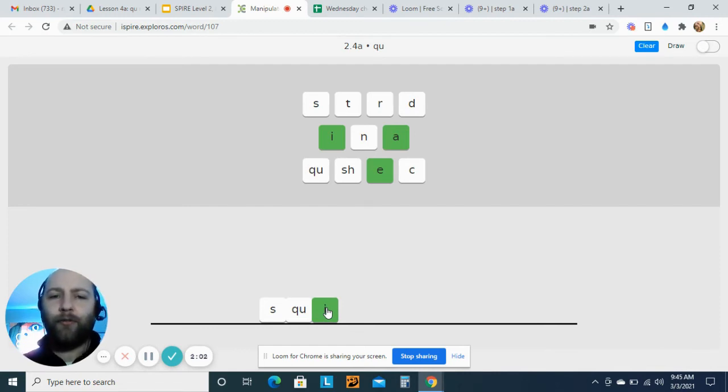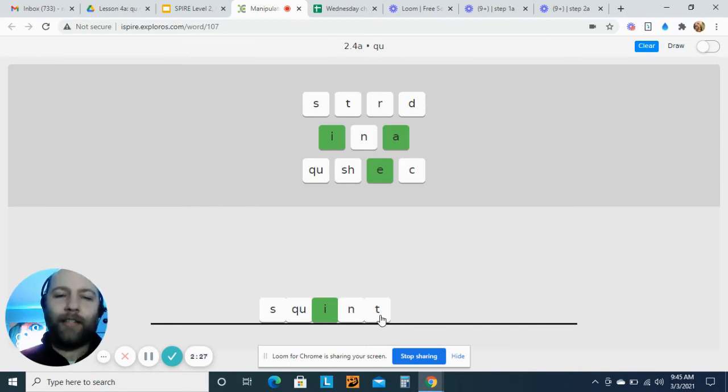And then my fourth sound, n. I can feel my nose vibrating. That's letting me know that that's nasally n. So I'm going to bring the nasally n down. And the final sound, t. It's a T. So we have, let's go back over this. S, kw, i, n, t, squint. Okay.